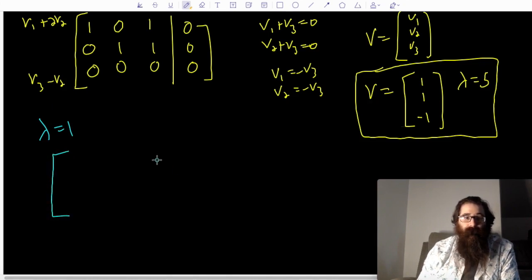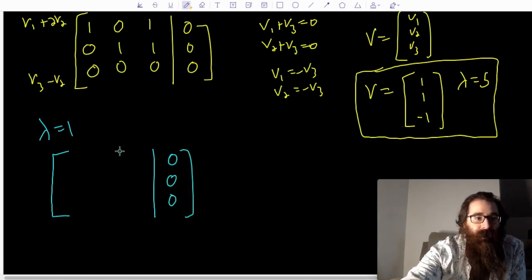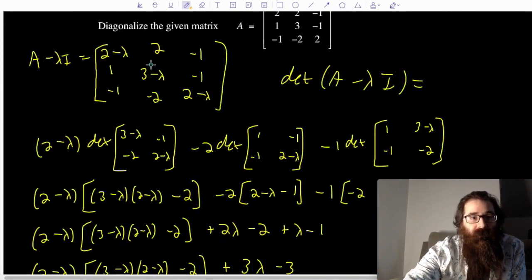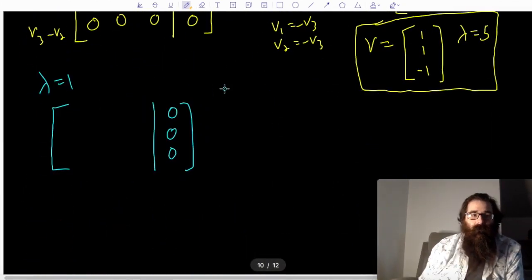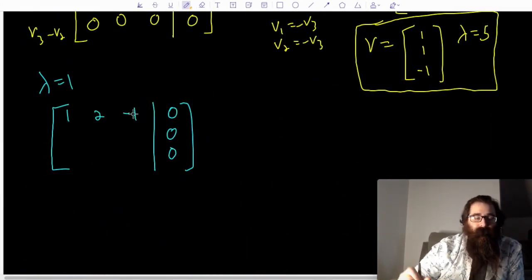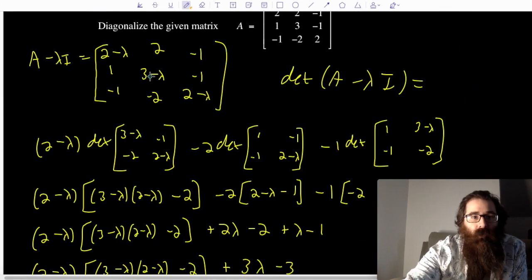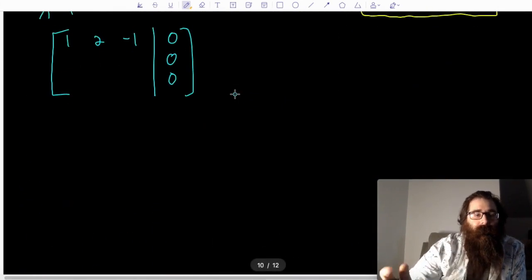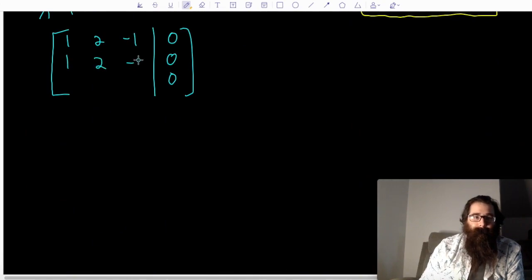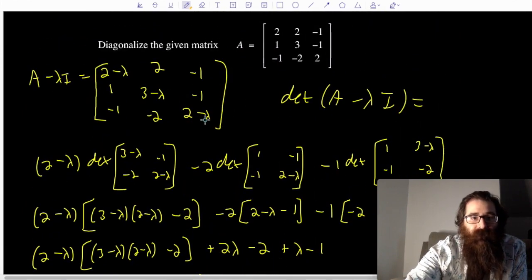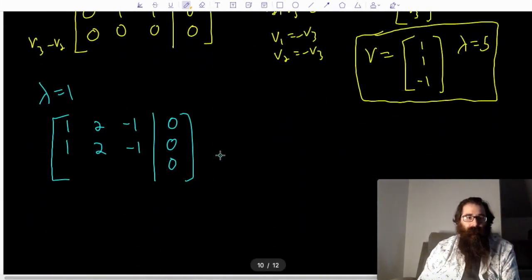Let's see. Let's set this up. Hopefully successful. So now I'm going to be subtracting lambda off the main diagonal. Lambda is 1 this time. So 2 minus 1 gives me 1, so I'm going to get 1, 2, negative 1. Lambda equals 1, so right in the middle, I'm going to get 3 minus 1 is 2, so 1, 2, negative 1 again. And lambda equals 1, right? So here at the very end, 2 minus 1 is going to give me 1, so negative 1, negative 2, 1.